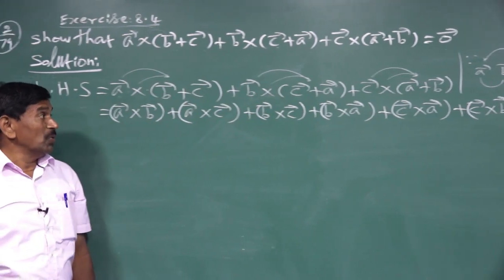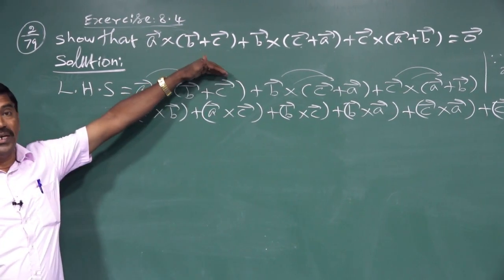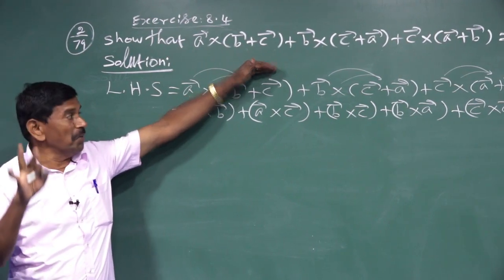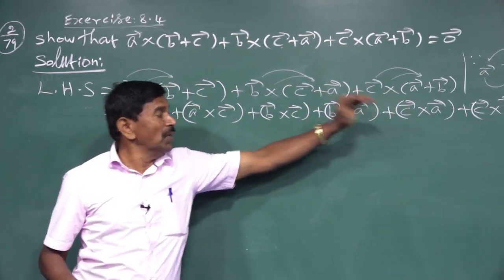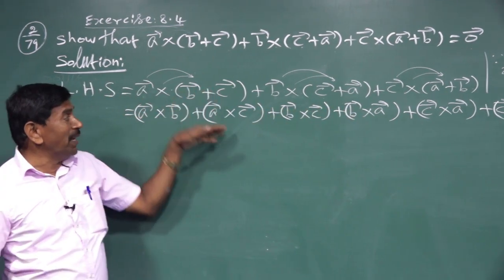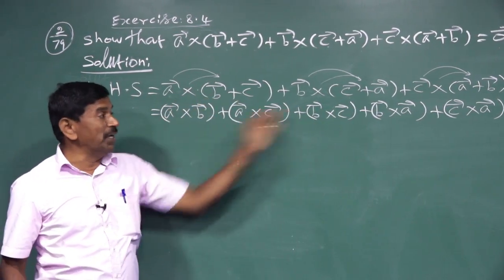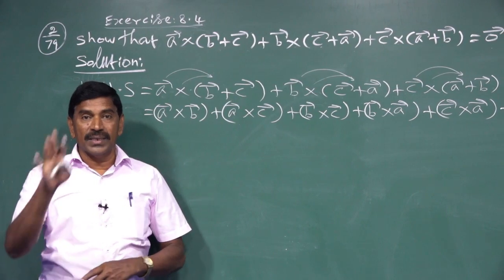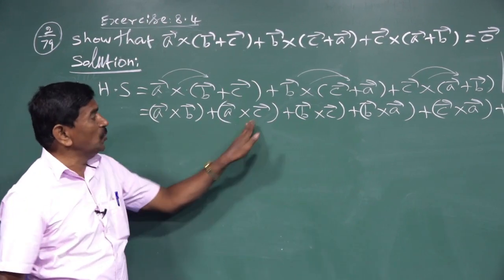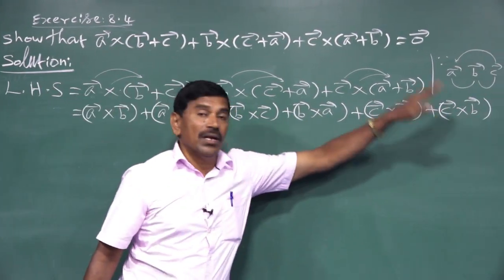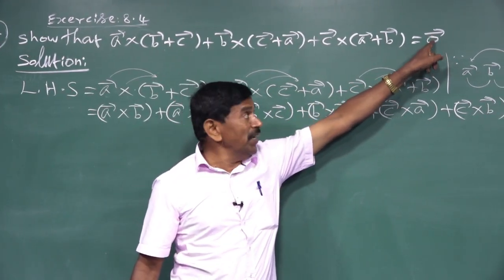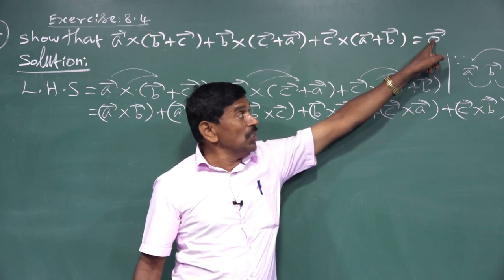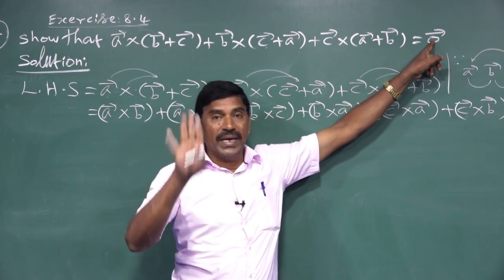Now, given question, how many terms? Yes, there are 3 terms. Listen, first term, plus second term, plus third term. Now, after using distributive law, how many terms? Count it. 1, 2, 3, 4, 5, 6. There are 6 terms. What answer is required? Yes, we need 0 vector. And we need 0 vector means all the terms should be cancelled.